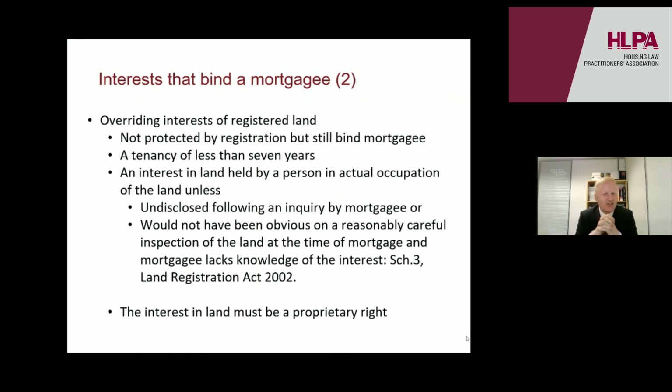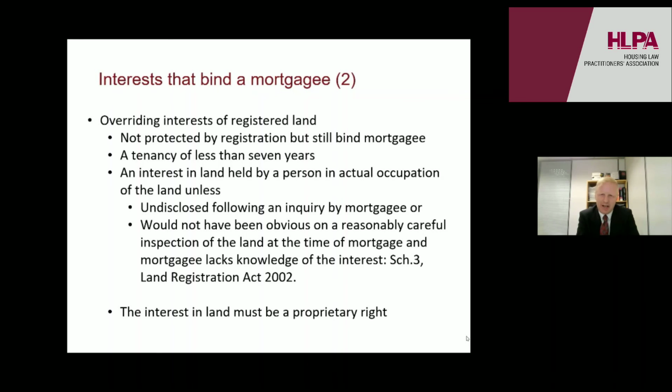But if the interest is disclosed, it's very unlikely that the mortgagee will have granted the mortgage without at least having the occupier fill in a form postponing their interest so that the mortgage takes priority. So it's very unlikely that that limb is going to apply if there was actually an inquiry made.